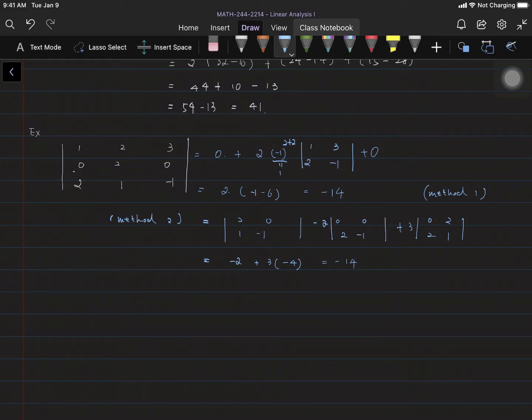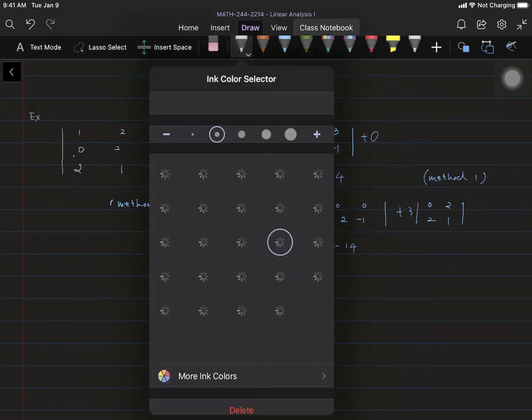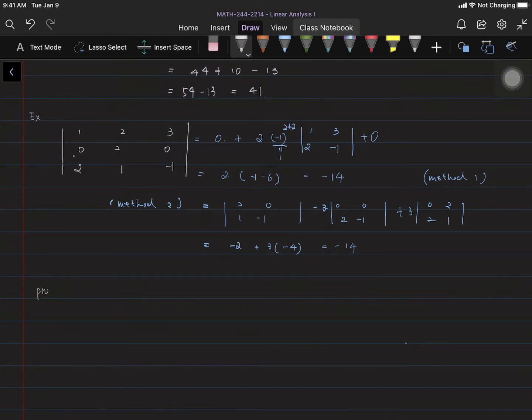It's not too difficult, but the first method is much easier because we use the row that has more zeros. Now let's take a look at the properties of determinant.